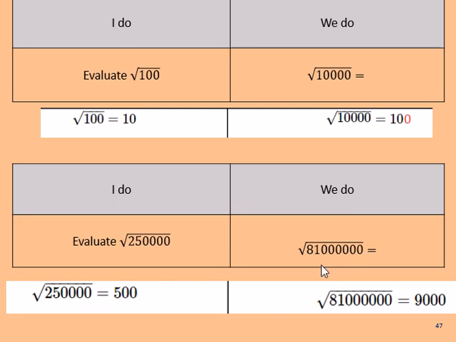For the second one, the first two numbers are 81. What number squared makes 81? Of course, 9. So our number starts with a 9. This has 6 zeros, so my number is going to have half of that, 3 zeros. So my number is 9,000. 9,000 squared makes this number here, which is 81 million in fact. Please give yourself a tick in green pen if you got that right. I know that's quite hard, but you're doing really well if you can get that correct.